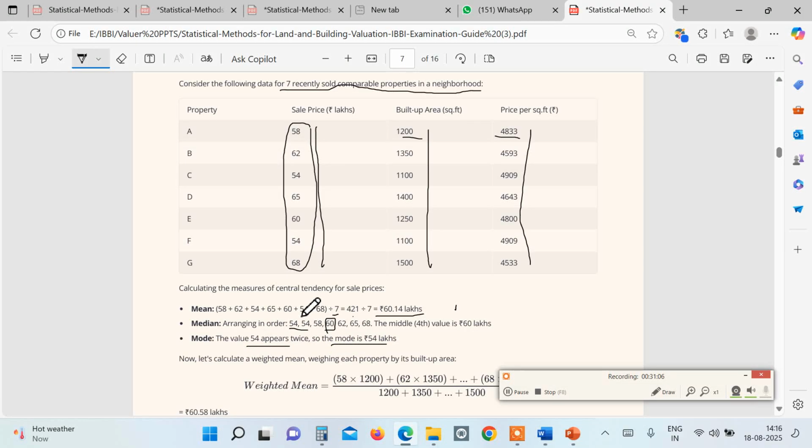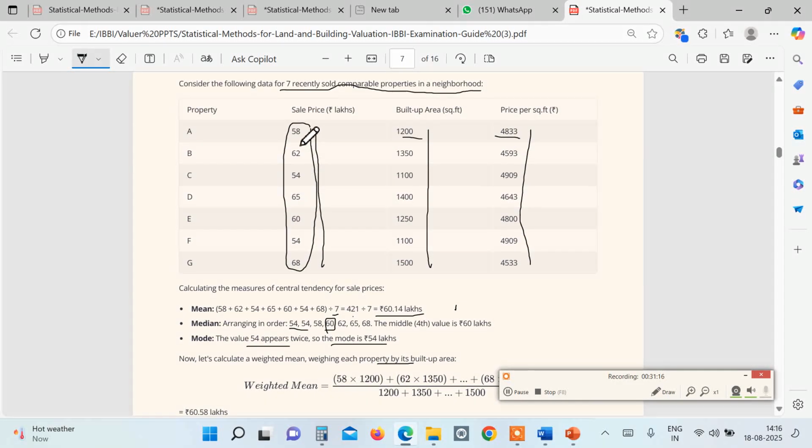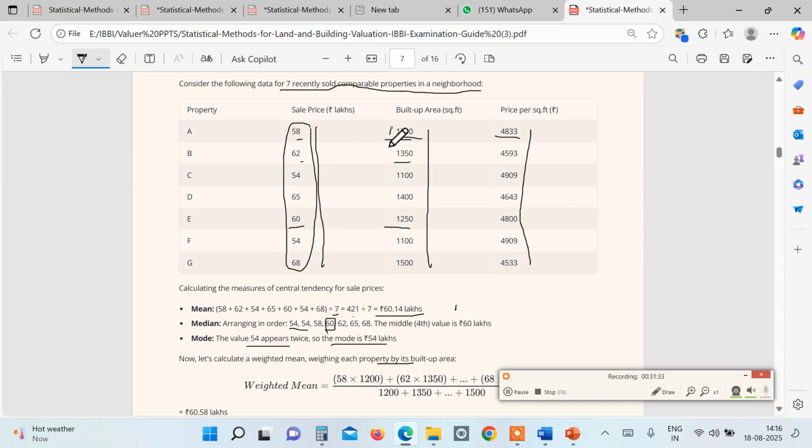And if you have to calculate the weighted mean, weigh each property by its built-up area. So see here, this amount is 58 lakh multiplied by 1200 plus 62 lakh multiplied by 1350. Similarly, you multiply each sale price with the plinth area and divide it by the sum of all the areas.